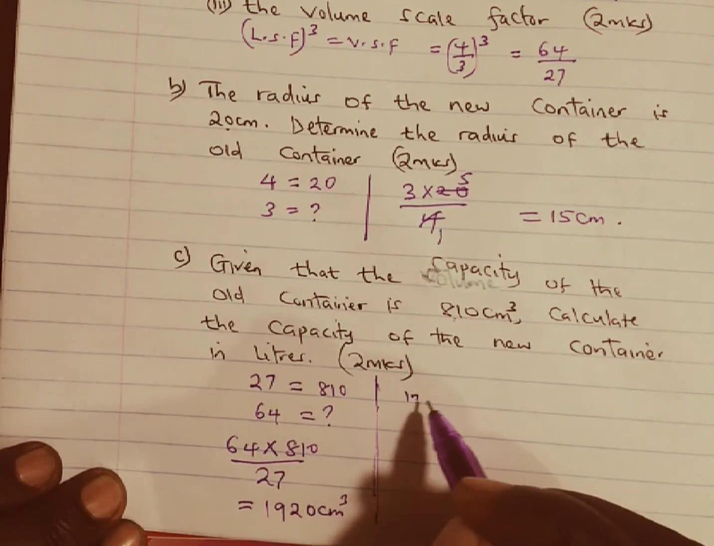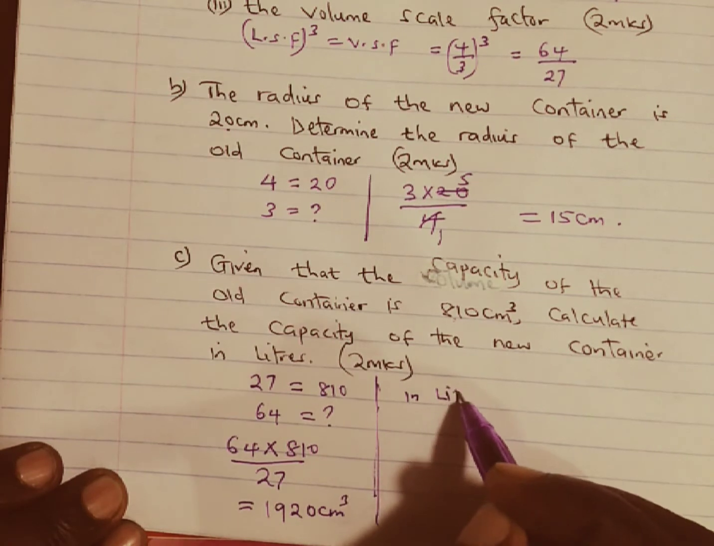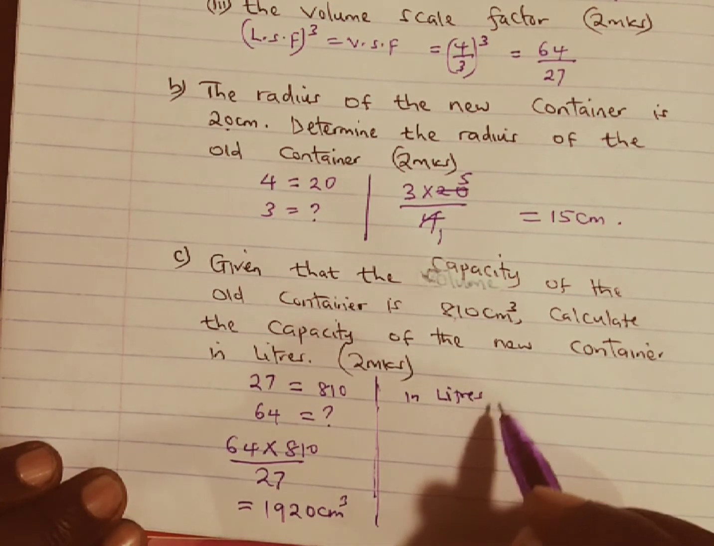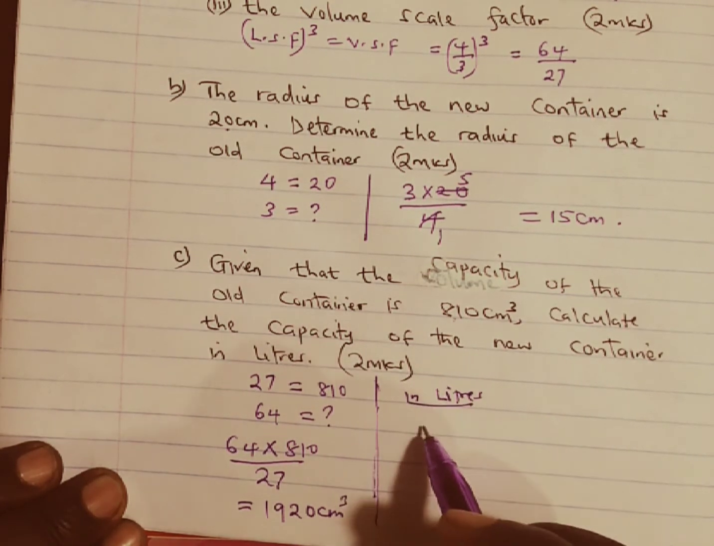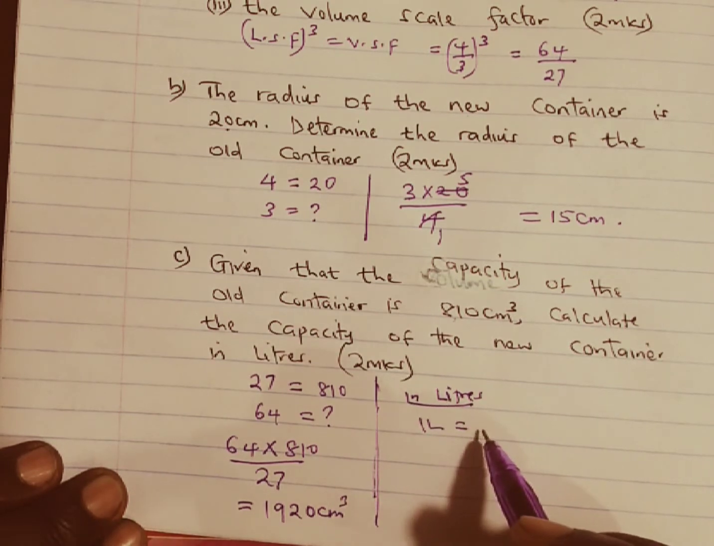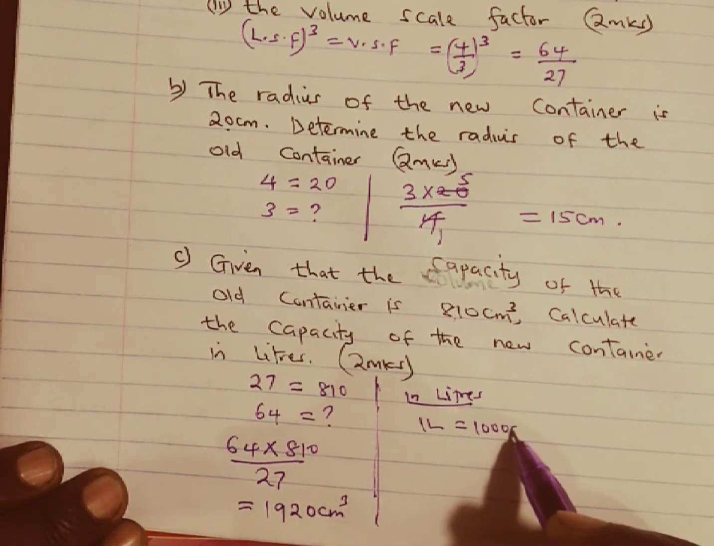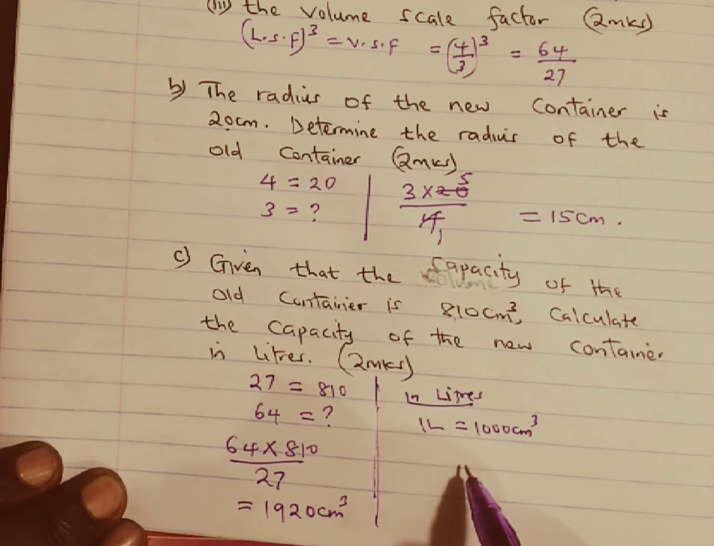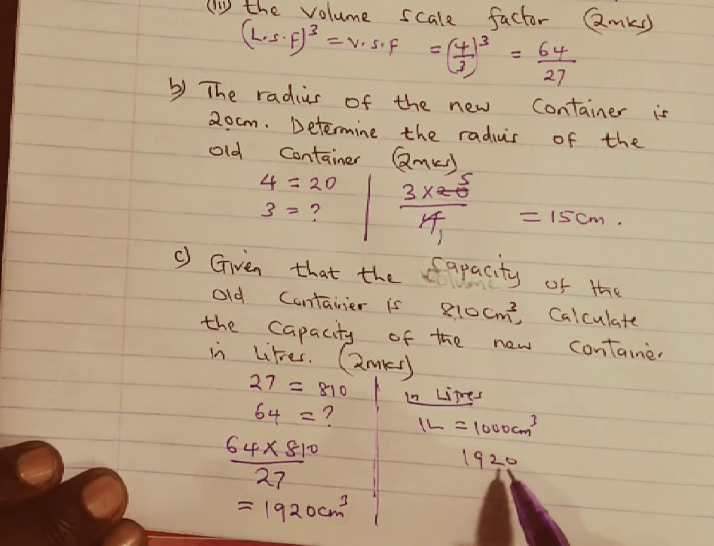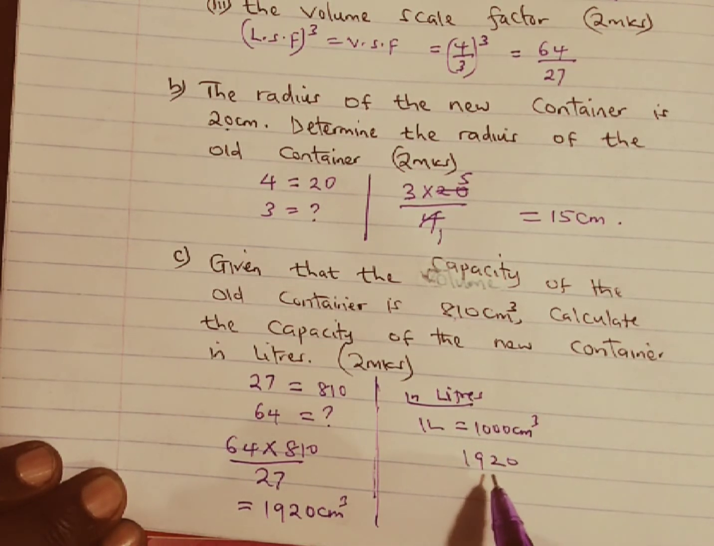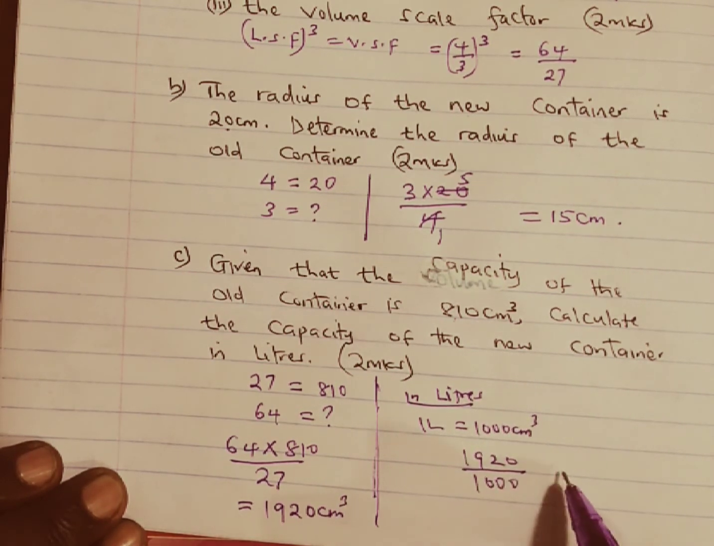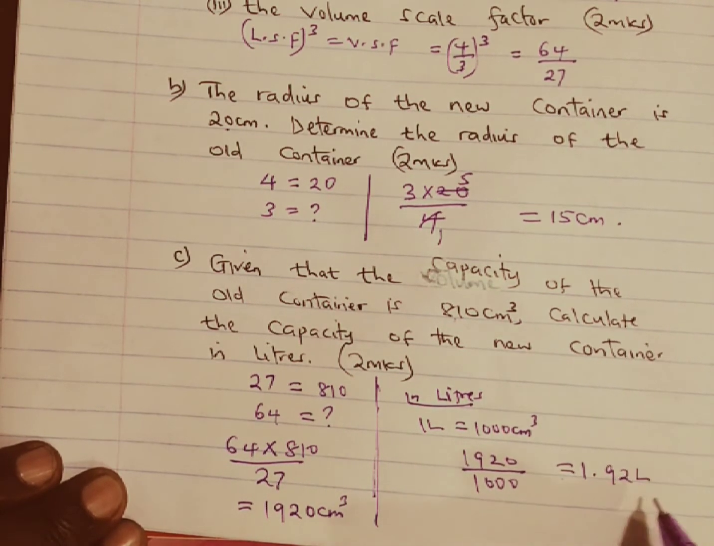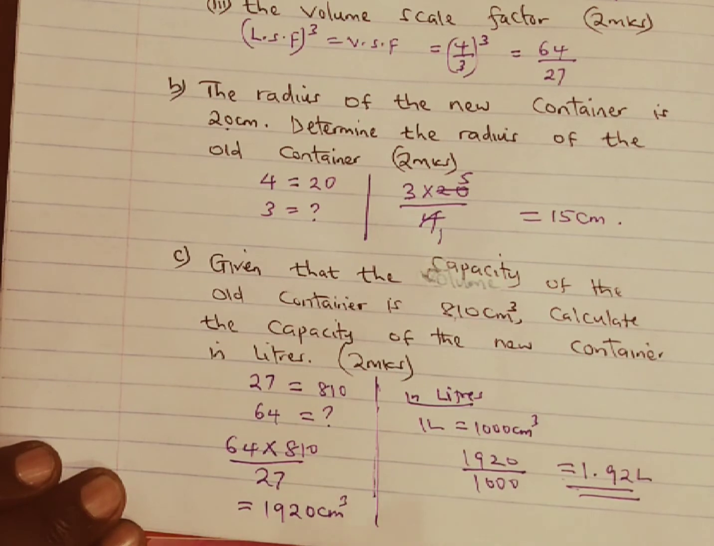So in liters, we know 1 liter is equivalent to 1000 centimeter cubic, and therefore 1920 will be equal to how many liters? So you take 1920, you divide by 1000, and this gives us 1.92 liters, and that is the answer to that particular question.